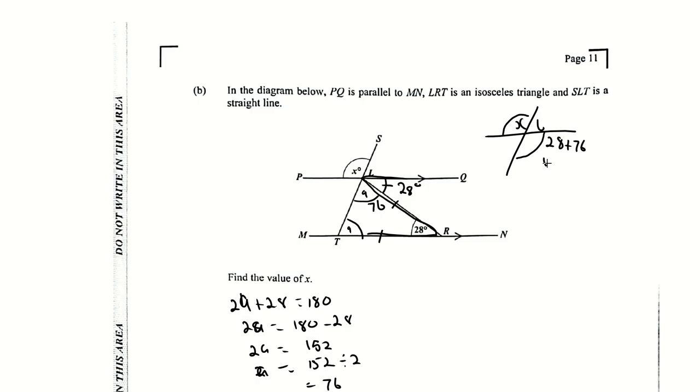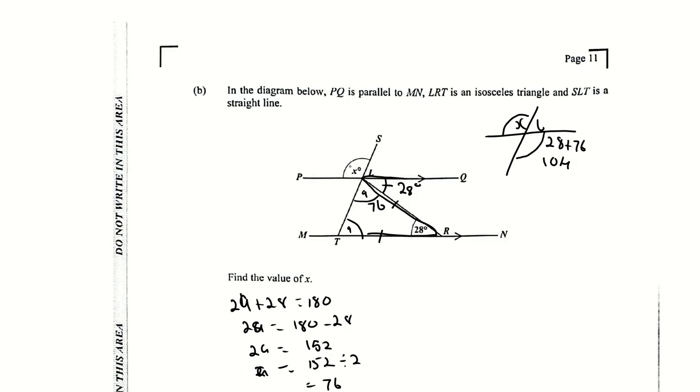Which is 104. Now, what do we know about vertically opposite angles, guys? Anybody remember the rule about vertically opposite angles? Vertically opposite angles are equal. That is, if you have a line and there's a transverse line and it forms that x, we know that this angle here and this angle here are going to be equal, and this angle here and this angle here are going to be equal.